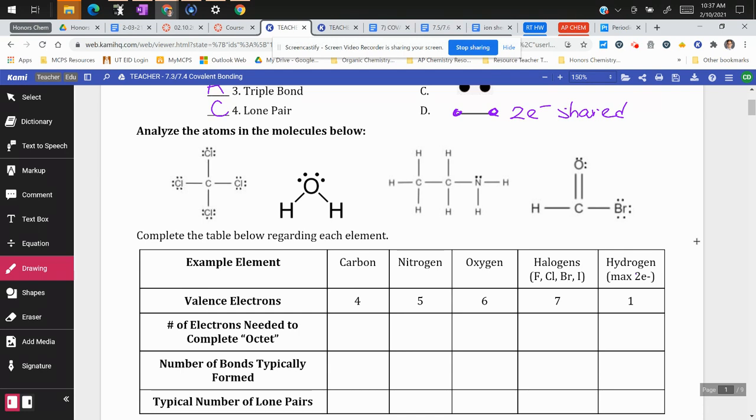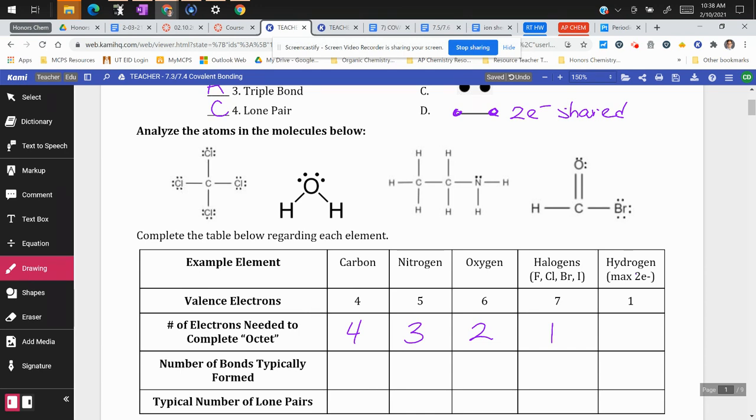So I have outlined how many electrons each of the atoms in the example have, and I need to figure out how many more it needs to get to 8. Well, if carbon started with 4 electrons, it needs 4 more to have a complete octet. Nitrogen has 5 valence electrons, so it needs 3 more to complete its octet. Oxygen has 6, so it needs 2 more. The halogens have 7, and I hope you figured out this pattern by now. It needs 1 more electron to complete its octet.